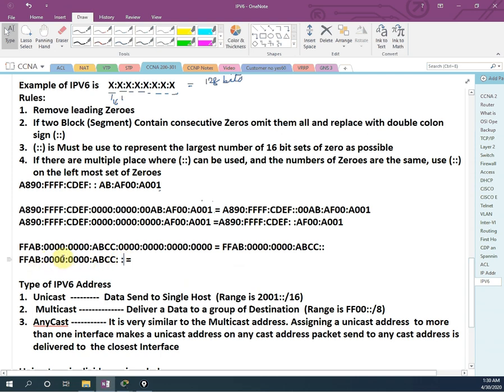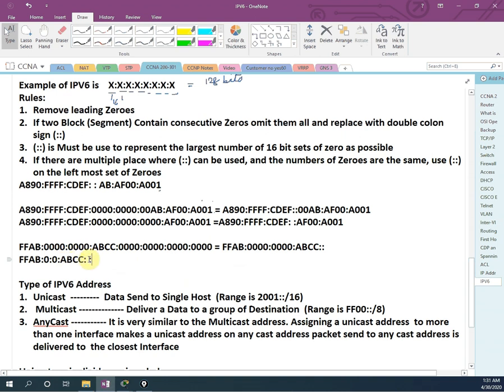What you can do here, you can remove all 0s and keep one 0 here. You can write like this: remove all 0s and keep one 0 here, and remove all 0s and keep one 0 only here, like this. This is the shortest IPv6 address. Okay, did you understand?